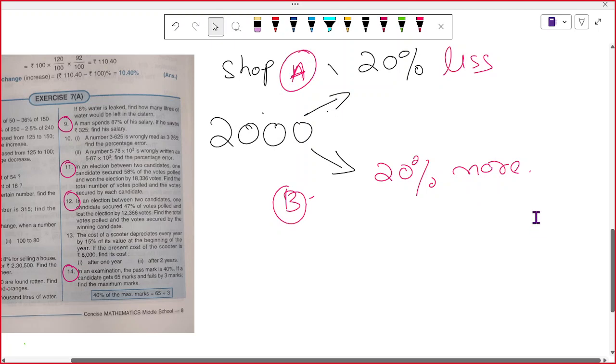If you understand this concept, the remaining questions are easy. The ones which I marked, 13th, 17th.